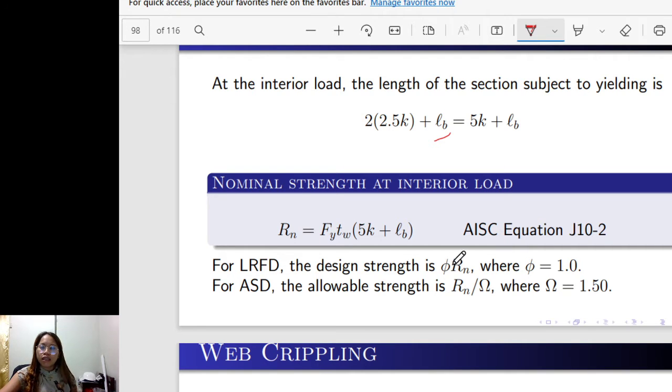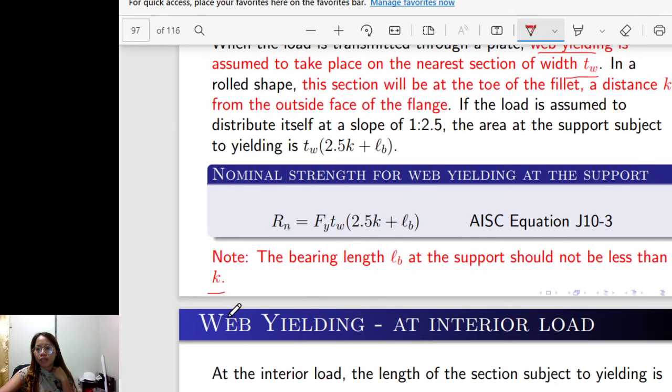For LRFD, the design strength is the resistance factor times the nominal strength, where the resistance factor is equal to 1.0. And for ASD, the allowable strength is this. This is the basic concept for ASD, the allowable strength, where the safety factor is 1.5. So this is for the web yielding.